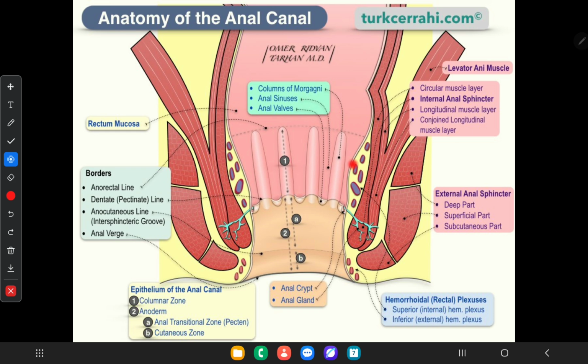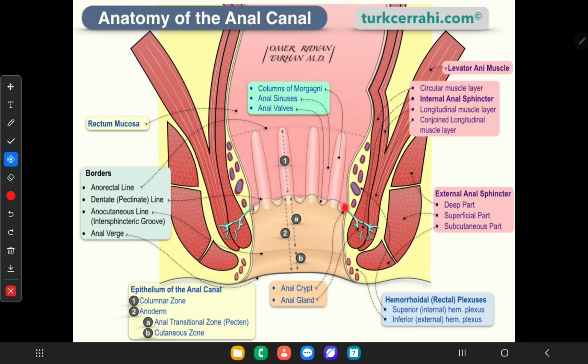Then the fourth important feature in the upper part of the anal canal is the pectinate line. This pectinate line is a transverse line which runs all around the anal canal along the lower limit of the anal valves. These are the pectinate lines.